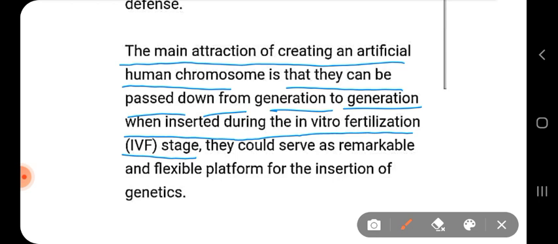But that is where it becomes an ethical issue. Nowadays we are using this human artificial chromosome for somatic cells only, so it is confined to that generation and will not pass on to the next generation. However, if we introduce this human artificial chromosome in germ cells, that is, in the sex cells, then only can it be passed on.